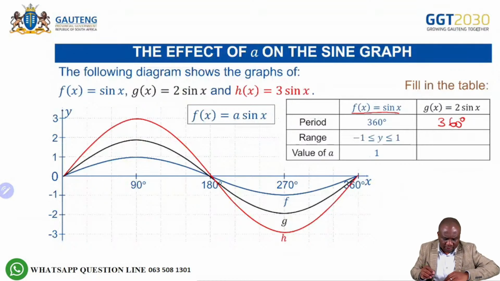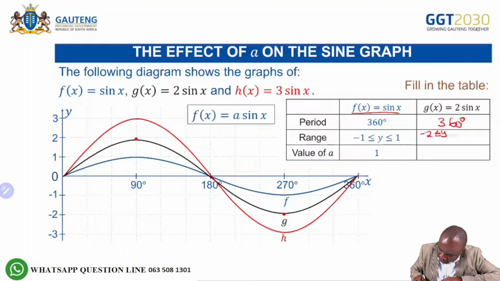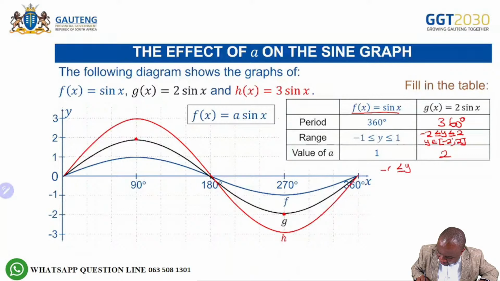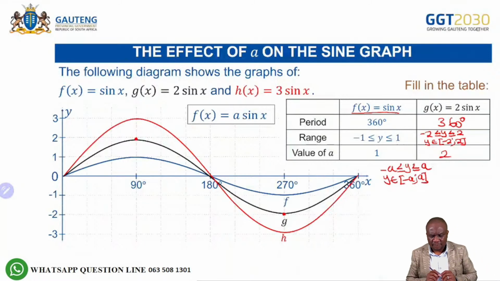What about the range? The range is from y is equal to -2, included, up to y is equal to 2 included. So we can say the range is y greater than or equal to -2, and y less than or equal to 2. Or you can say y is an element of -2 included to 2 included. You can write it like that. Now, what's the value of a for g of x? A is equal to 2. Do you see that? There's a link between the range and the value of a. So we can generalize and say the range is y greater than or equal to -a, but less than or equal to a. Or you can write it like this: y is an element of -a included to a included. See that? What about the period?